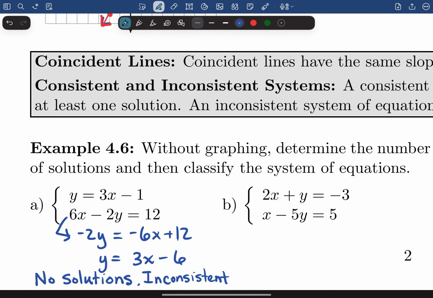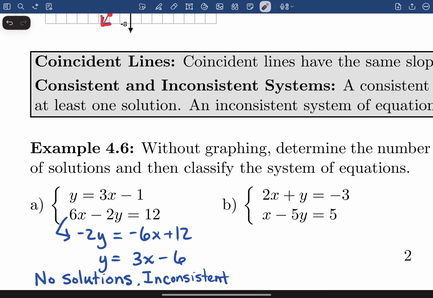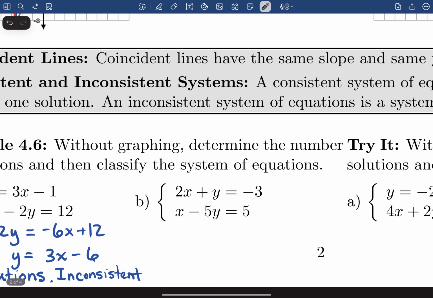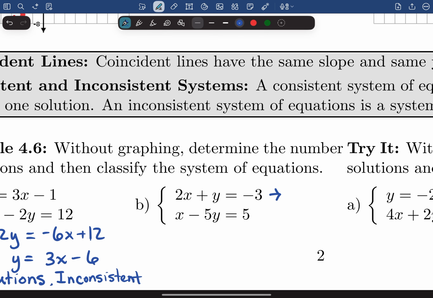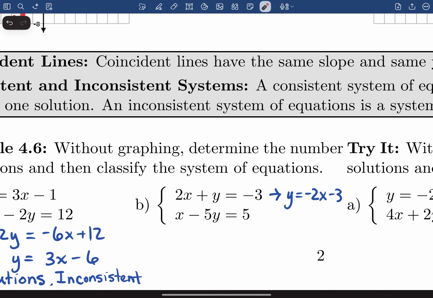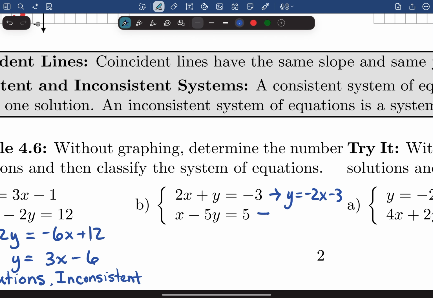Great. Let's try the second equation here. I have 2x plus y equals negative 3 and x minus 5y equals 5. And I notice they're both in standard form. Okay, so quickly we can solve this one for y here, and we get y equals negative 2x minus 3 because all I did was subtract 2x from the left side to the right side, and there it is now. And then I solve this one, which I get negative 5y equals negative x plus 5.